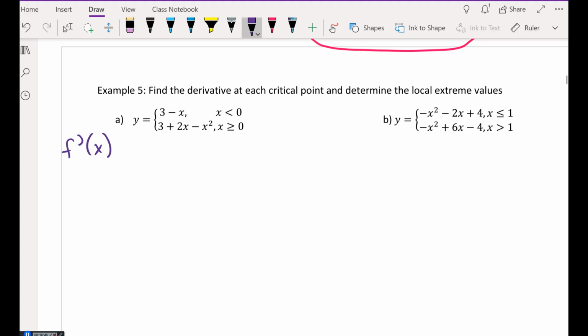Okay, so find f prime of x. How do we do that? The derivative of the first piece is -1 when x is less than 0. What's the derivative of your second piece? -2x plus 2 when x is greater than or equal to. Oh, actually, does the derivative exist at 0? No, so it's just greater than 0. The derivative does not exist at 0, so we can't have an inclusive.